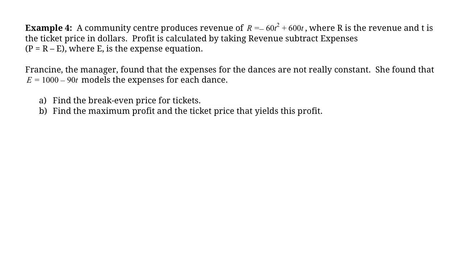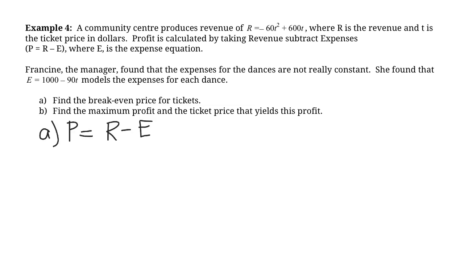You are asked to find the break-even price for the tickets and find the maximum profit and the ticket price that yields this profit. Remember that when you are finding the break-even price, you are setting profit equal to 0 and using factoring to solve for your variable. If you are looking for your maximum profit, you need to take your standard form equation and complete the square in order to turn it into vertex form so that you can then identify the vertex and therefore the maximum profit. Pause the video and give this question a try on your own, and when you're ready, you can come back and take a look at the full solution.